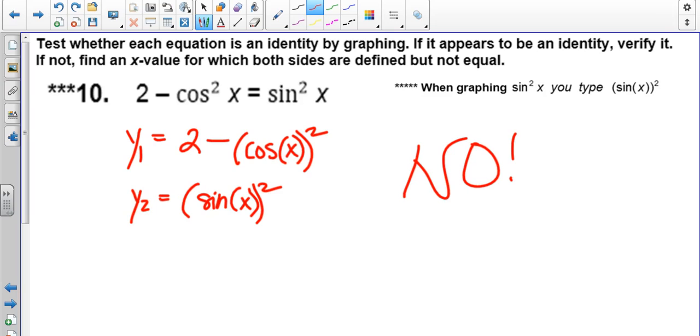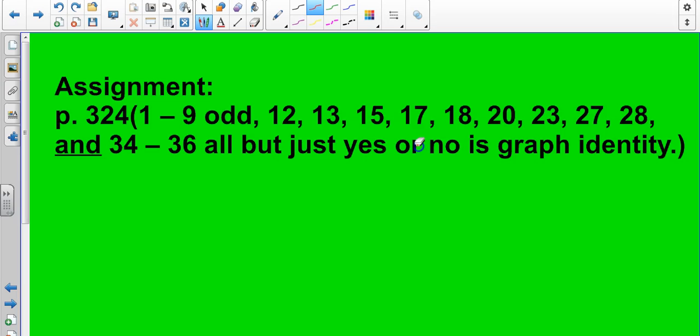All right, so the assignment on this is here, and guys, the reason this looks all messy, like why didn't you just assign 1 through 15, is I went through and tried to pick out the ones that were really horrible and nasty and I had trouble with and just got rid of them, okay? So this should be doable, I'm hoping. And the last 3, 34, 35, and 36, you just need to use your calculator like we just did and decide, is it an identity or not.